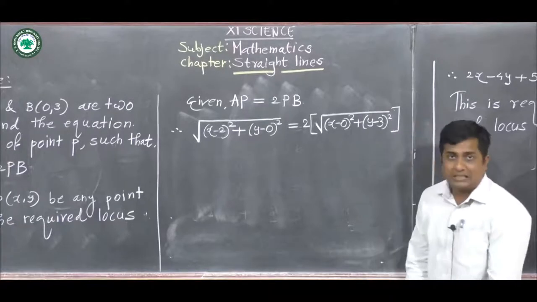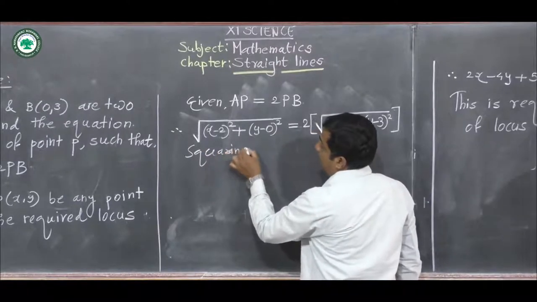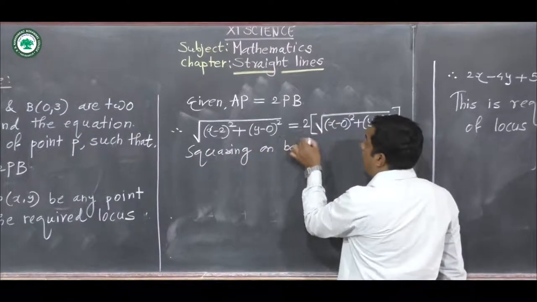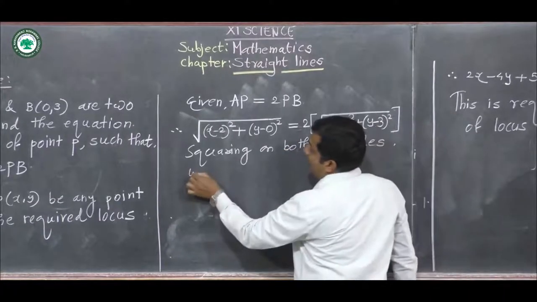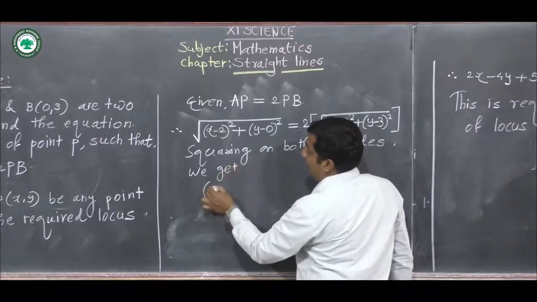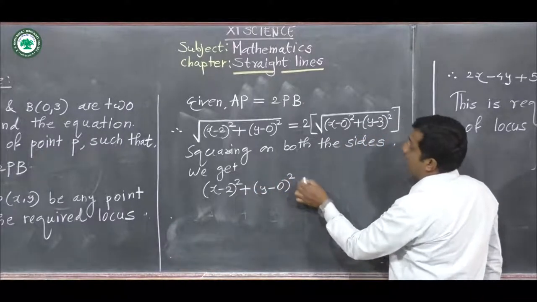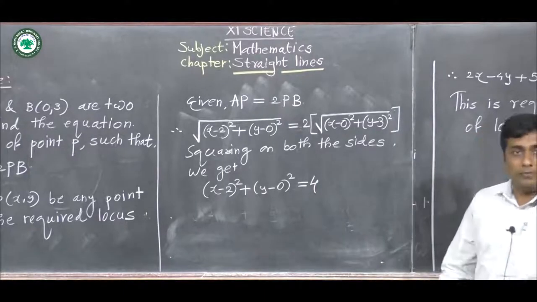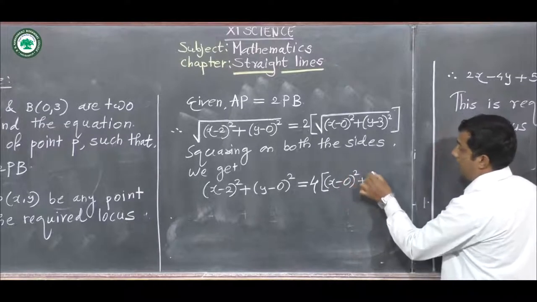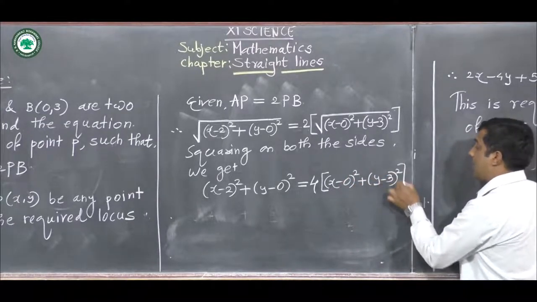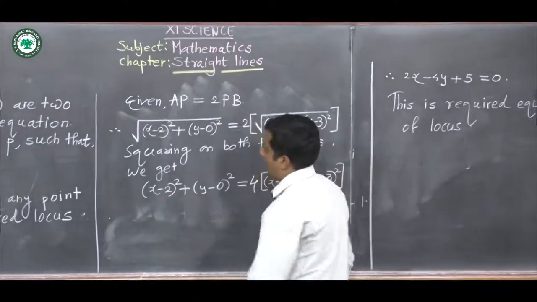Now squaring on both the sides. Here we get (x minus 2) whole square plus (y minus 0) whole square is equal to, we know 2 square is 4. Then inside this bracket, (x minus 0) whole square plus (y minus 3) whole square, this bracket is complete. Okay, now we consider expansion of (x minus 2) whole square.